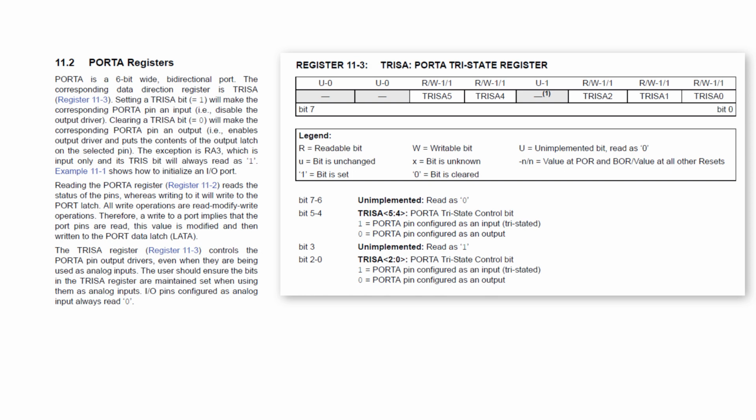The TRIS A register controls the pin directions, whether each pin is an input or output. By default, the pins are all configured as inputs. That's to avoid damaging anything connected to them before you've had a chance to set things up. To configure a pin as an output, clear the corresponding bit in the TRIS A register.